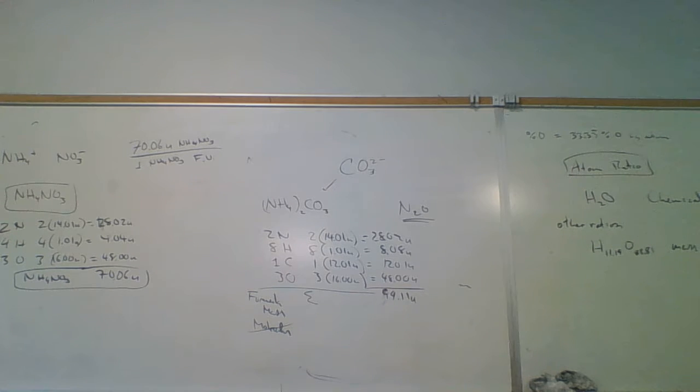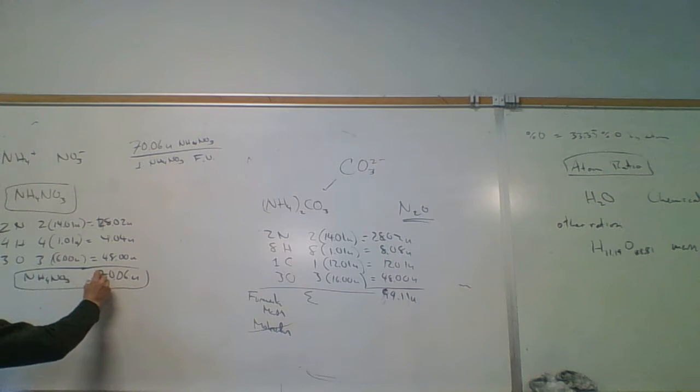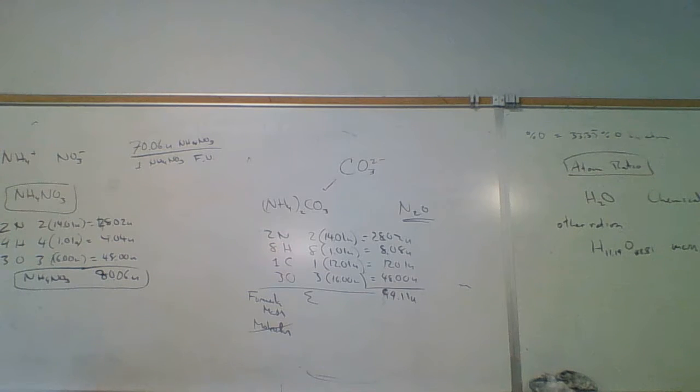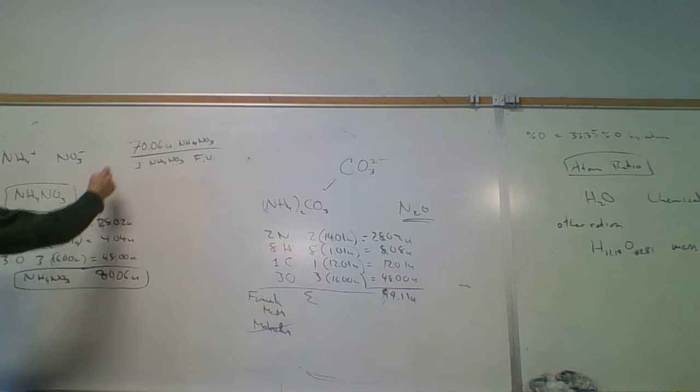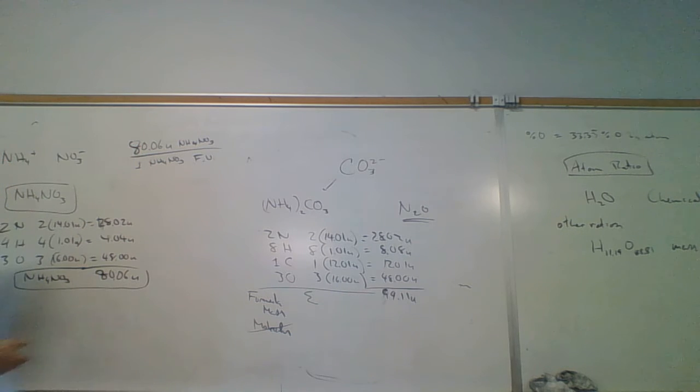Oh, I misadded, sorry. I got 80.06. 80.06, sorry. That's my fault. 80.06, which means they got 0.05. And so what's the problem that I had? Which one is more accurate? Looking at their numbers and looking at my numbers, which one do you think is more accurate? Theirs or mine? Theirs is more accurate.